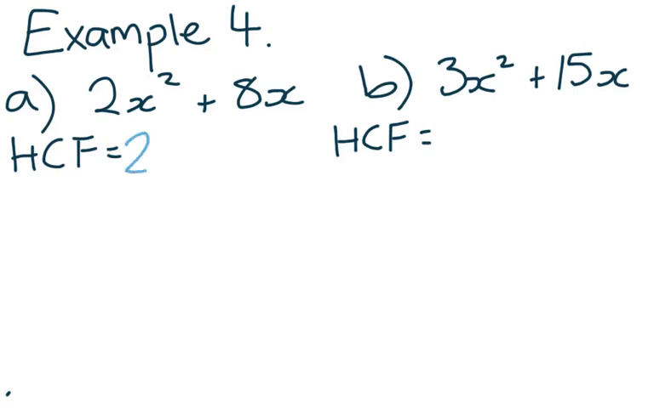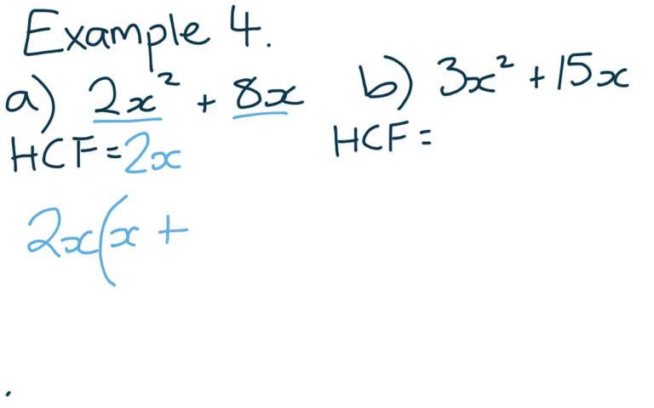But then we also look at the variables, the letters that are in it, and you can see there's an X present in the first term and in the second term, which means we can have 2X. So if we put 2X out the front and look at the first term where we're supposed to have 2X squared, the only thing that we're multiplying by is another X, because that will give us 2X squared.